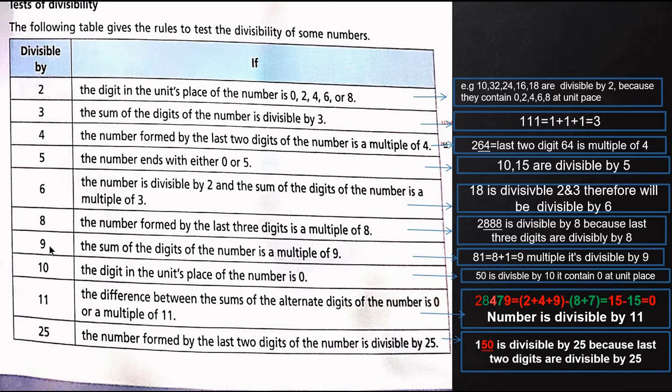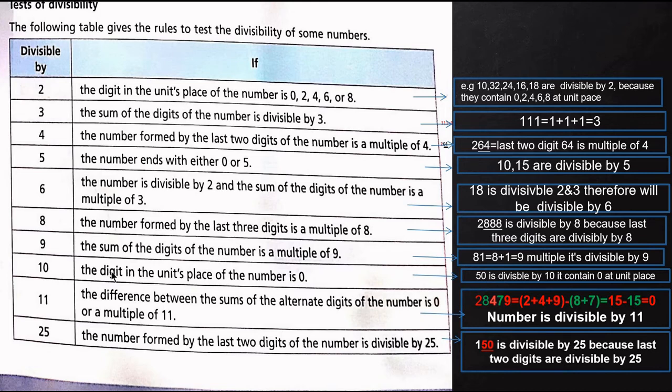Now the number 9. This is very simple and trivial. The sum of digits of the number is a multiple of 9. For example, we have the number 81. The digits are 8 and 1. 8 plus 1 gives us 9. 9 is a multiple of 9. Therefore, this number is divisible by 9.